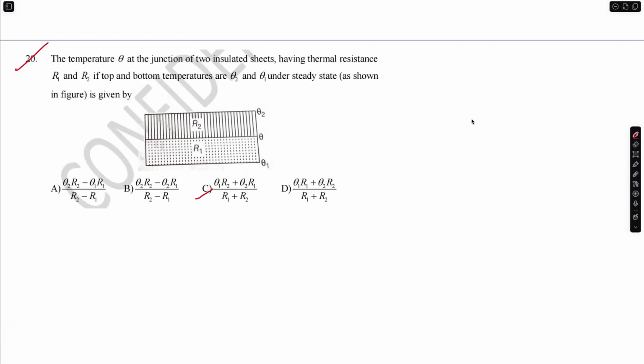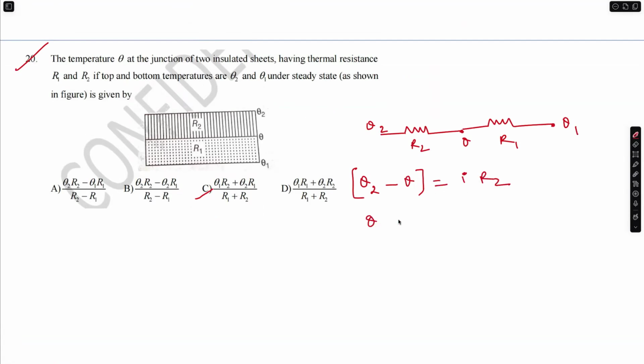The temperature T at the junction is the same as theta 2 some R2, theta some R1, theta 1. This is potential difference. This is current times resistance. Theta minus theta 1 is again potential difference, current times resistance. Take the ratio.